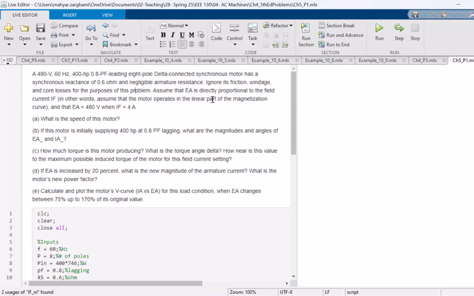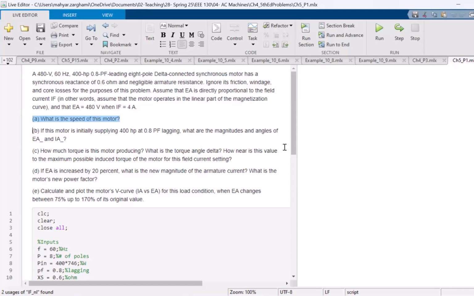We assume that EA is directly proportional to the field current. So we know that EA and field current are related through the OCC curve. Here, we're assuming that the relationship is linear, which means we don't go into saturation. EA would be 480 when IF is 4, and this is a linear relationship. So if you make IF equal to 2 amps, EA would be half also.